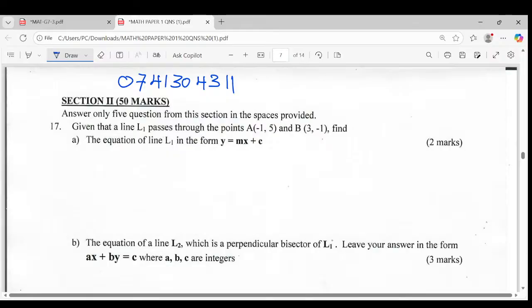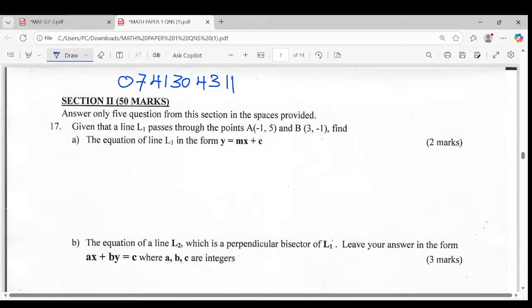So given that a line L1 passes through the points A(-1, 5) and B(3, -1). Part A of the question: find the equation of line L1 in the form y = mx + c.